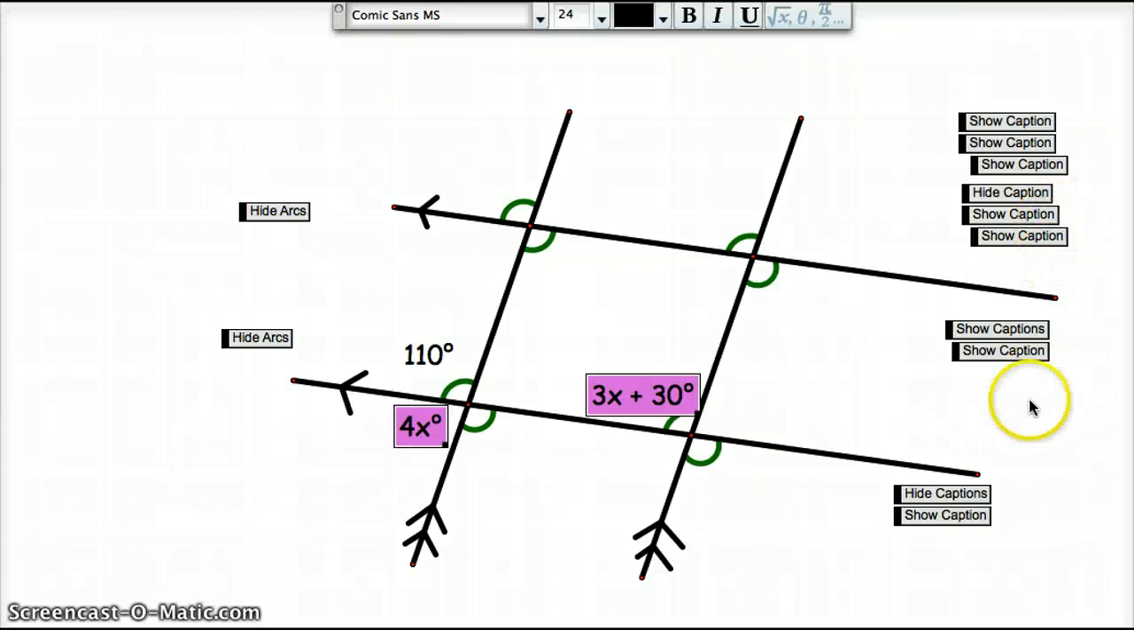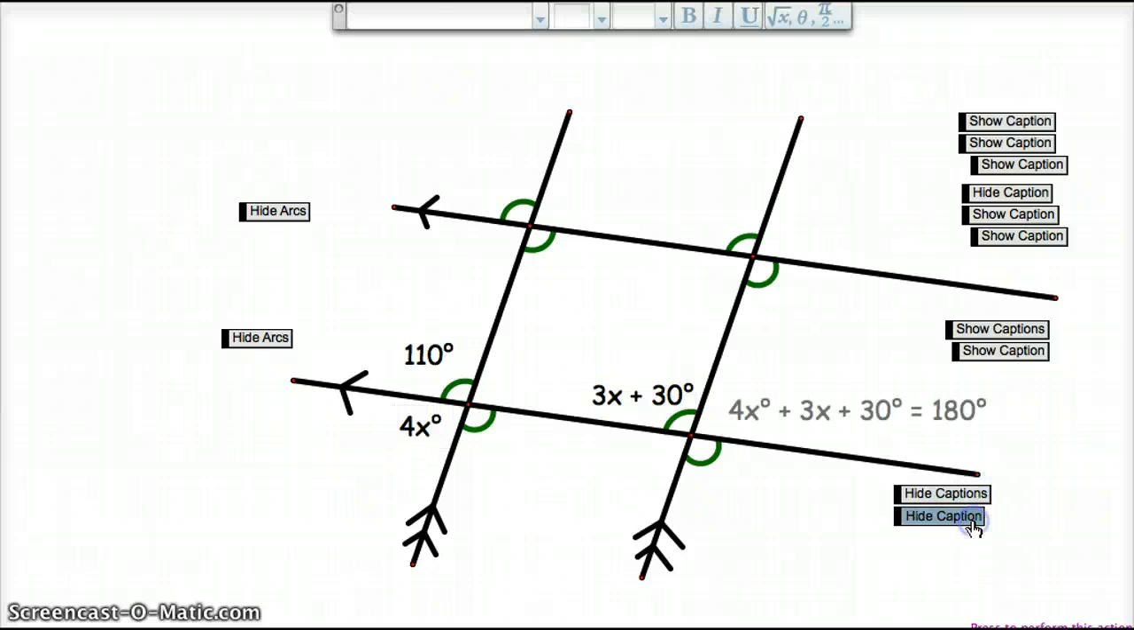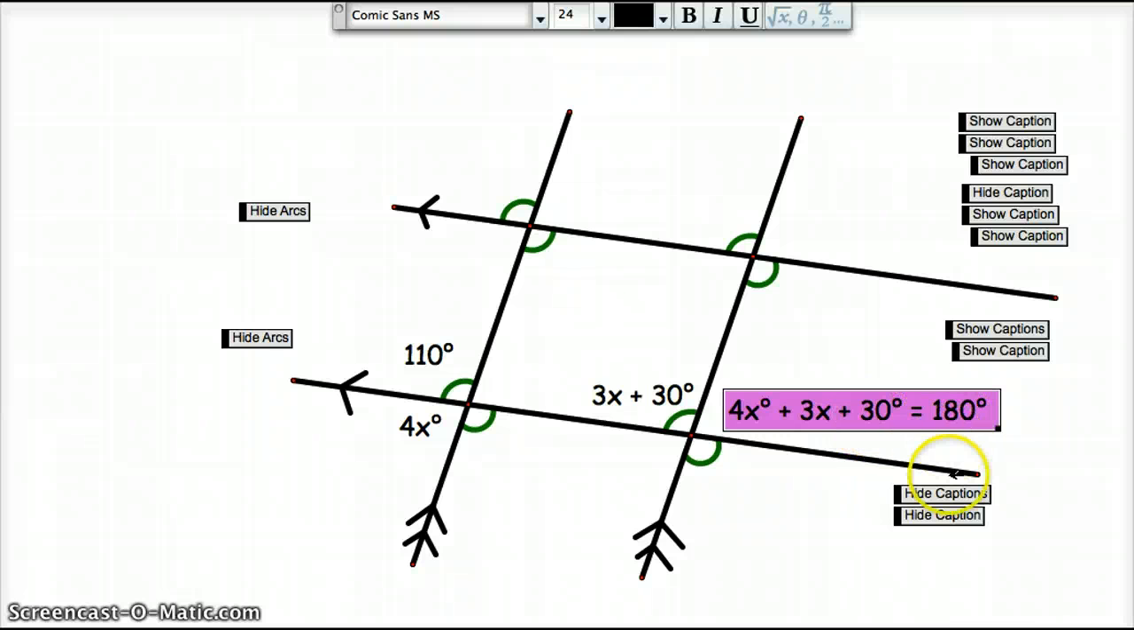What if I have these two angles? How do I solve for x here? Are they congruent? No, this one's got a green arc, this doesn't. They're not congruent. So that means they're probably supplementary, because if they're not congruent, they must be supplementary, because that's how the other ones work out for the most part. Okay? And so what I would do then is 4x plus 3x plus 30 equals 180.